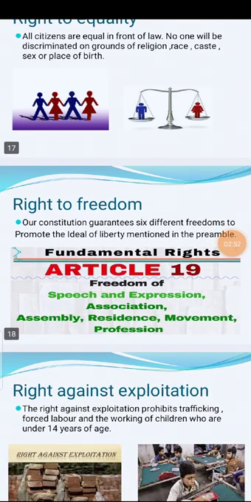Next is the right to freedom. Students, according to Articles 19 to 22, democracy cannot exist without individual freedom. Our Constitution guarantees six different freedoms to promote the ideal of liberty mentioned in the preamble. All citizens have the right to, you can see here, speech and expression, association, assembly, residence, movement, and profession.